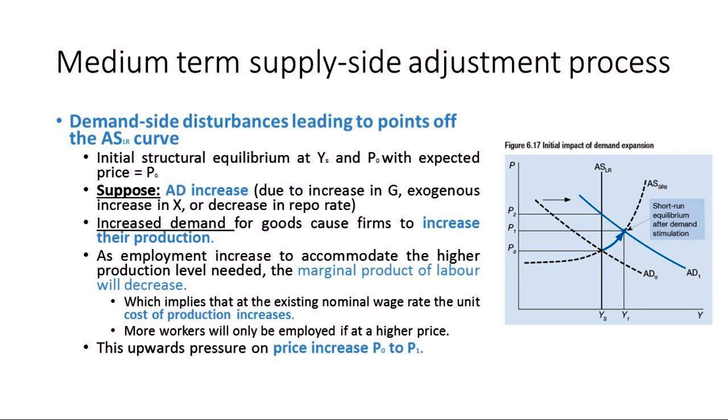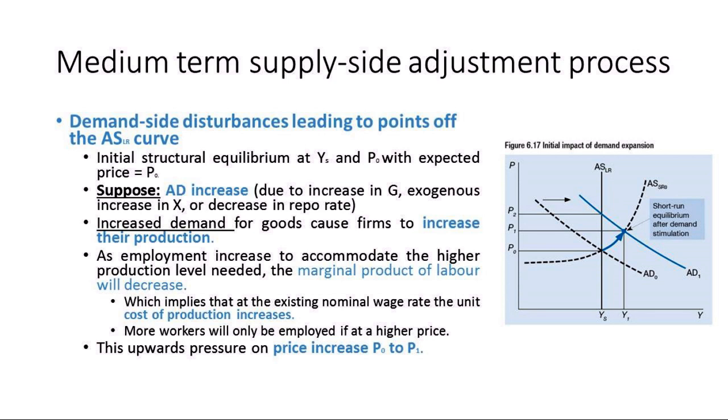The economy starts with initial equilibrium in the long run position at an income level YS and a price P0, and then there's an increase in aggregate demand. This could be due to an increase in government spending, an exogenous increase in exports, a decrease in the repo rate, any of these positive shocks that leads to an increase in aggregate demand, so expansionary policy, if that's the case.